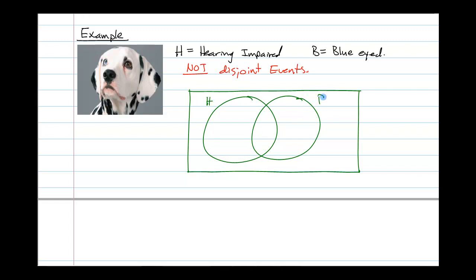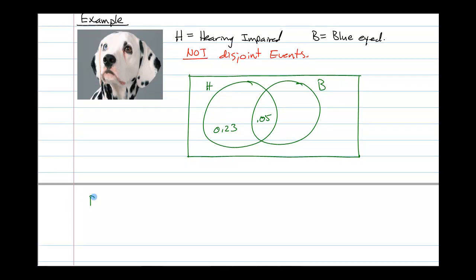So here we have hearing impaired, blue eyes. Is it possible to be both? And the answer is yes. So let's go ahead and look at some different characteristics. From this particular Venn diagram, I want to fill out 5% of Dalmatians are both hearing impaired and blue-eyed. 23%, or 0.23, are hearing impaired but not blue-eyed. So from here we should be able to figure out all different sorts of stuff. So everything in green is information that was given. So let's go ahead and write that out.